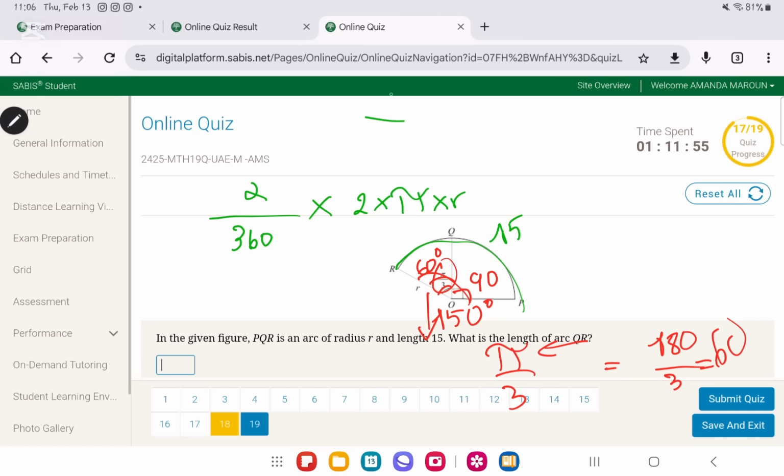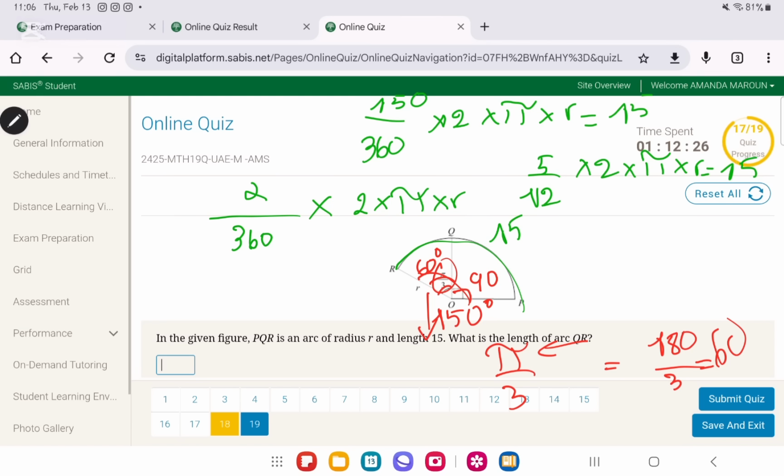Now, that means it is 150 degrees over 360 times 2 times pi times r is going to be equal to 15 as a length. Okay, so 150 over 360, let us keep it as 5 over 12 in simplest form. So 5 over 12 times 2 times pi times r is equal to 15. Okay, 5 over 12 times 2 is going to be 5 over 6. So 5 over 6 times pi times r is equal to 15. Move it to the other side, so that means r is equal to 15 over 5 over 6 pi.